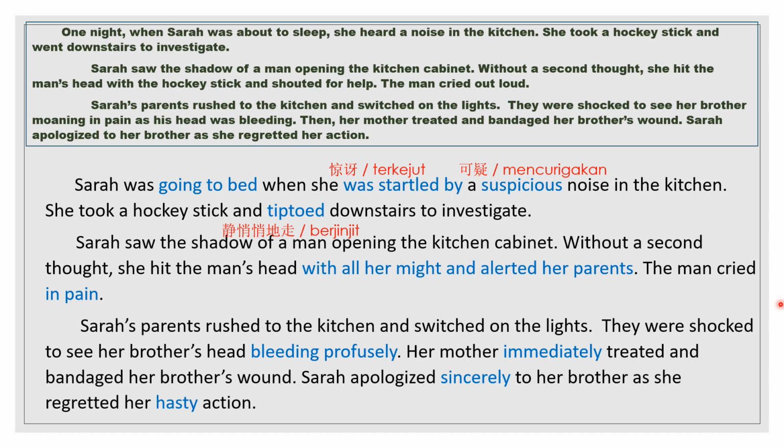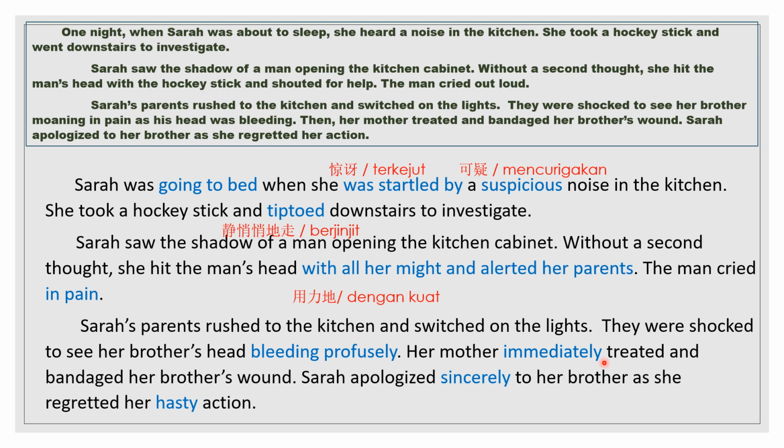Okay, walking quietly. So Sarah saw the shadow of a man opening the kitchen cabinet. Without a second thought, she hit the man's head with all her might. Okay, with all her might meaning 很用力的 dengan kuat. Okay, sepenuh tenaga dengan kuat. Yeah, she shouted and alerted her parents, meaning let her parents know. Okay, shouted for help, alerted her parents. The man cried in pain.